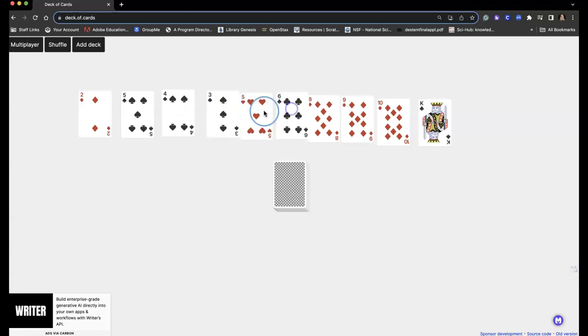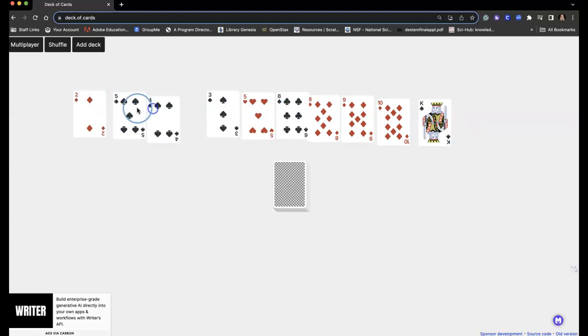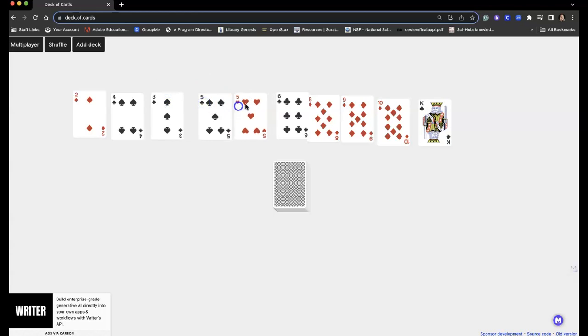And now the remaining cards are the same, so we'll start over. 2, 5. Oh, 5 is bigger than 4. 5 is bigger than 3. And now the rest of these cards are in order.